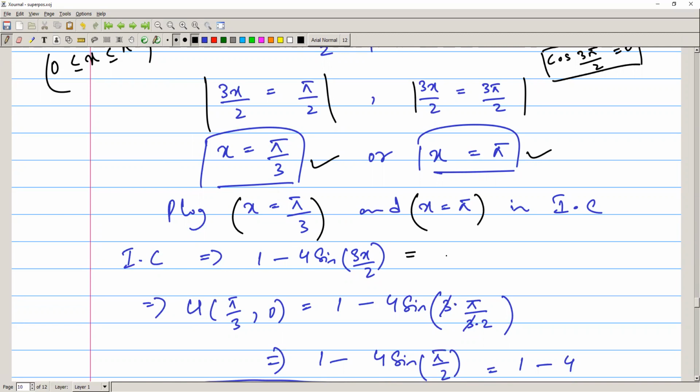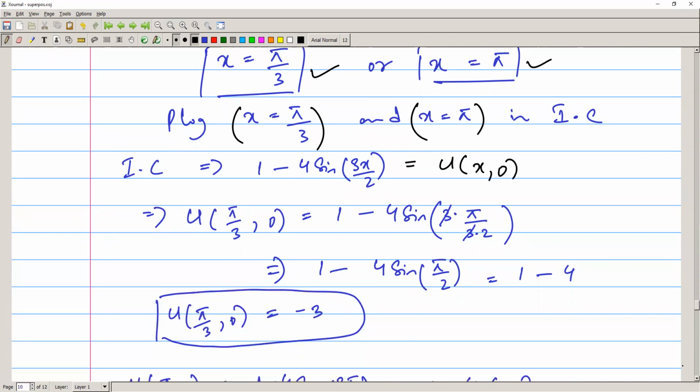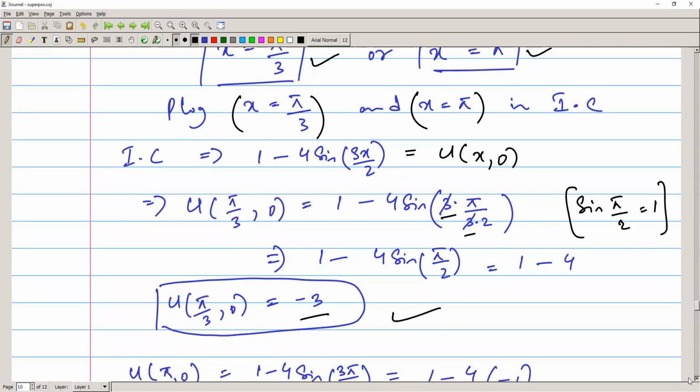This is our initial condition. So we will plug pi over 3 in the condition, and we will get 1 minus 4 sine 3 times pi over 3 times 2. So this 3 and 3 will cancel out, leaving pi over 2 in the bracket. So sine pi over 2 is 1. Therefore it will be 1 minus 4, so we will get negative 3, right? So u of pi over 3 comma 0 is negative 3.